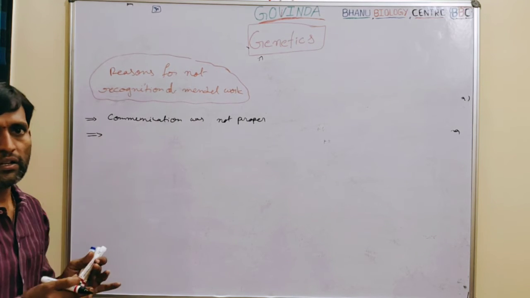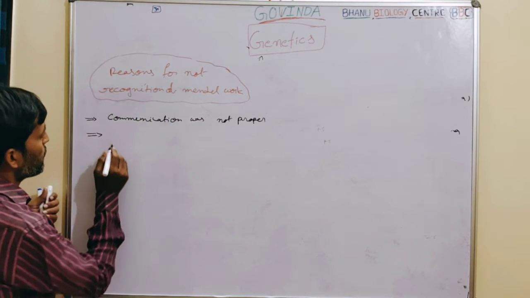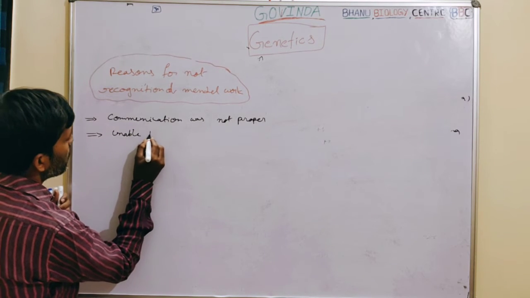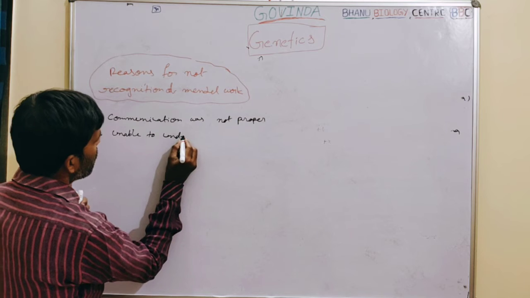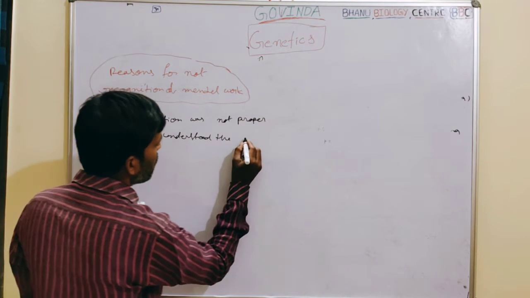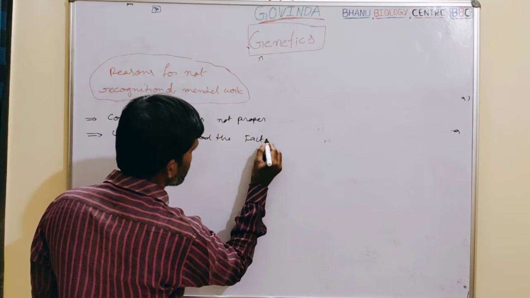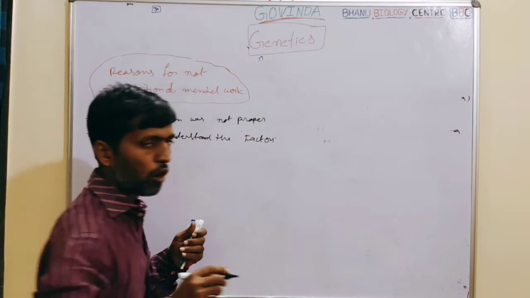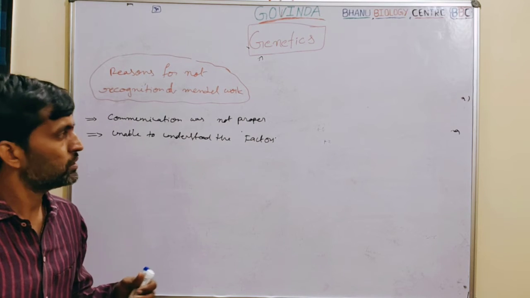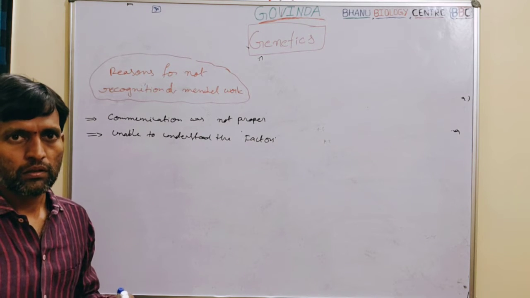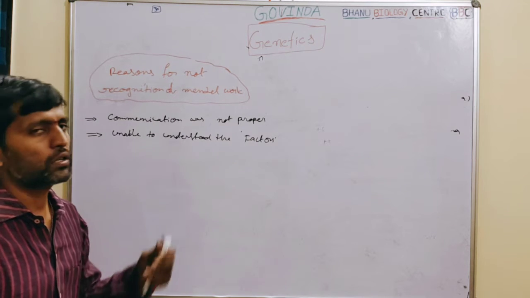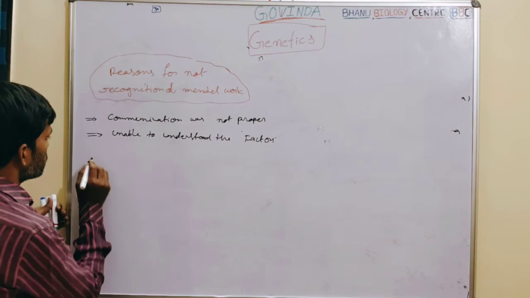The second reason is people were unable to understand the factors concept, right? He called the things which are responsible for expression of the characters factors. So other persons were not in a position to understand the factors.